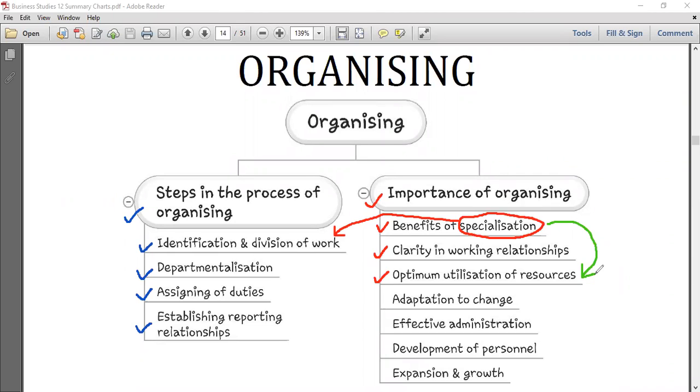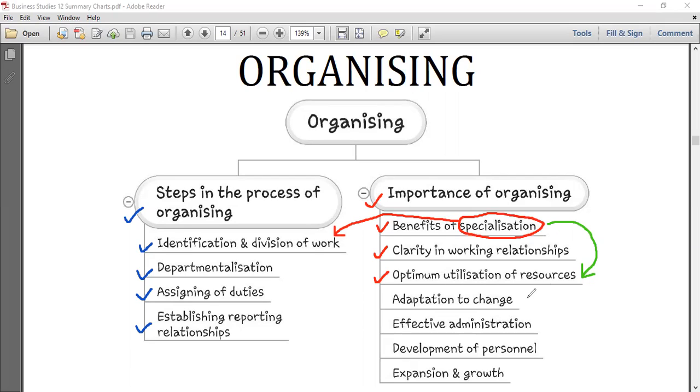ऑप्टिमम यूटिलाइजेशन ऑफ रिसोर्सेज मींस मैक्सिमम आउटपुट विद द मिनिमम इनपुट, और ऑप्टिमम यूटिलाइजेशन ऑफ रिसोर्सेज मींस नो वेस्टेज ऑफ रिसोर्सेज, और ऑप्टिमम यूटिलाइजेशन ऑफ रिसोर्सेज मींस एफिशिएंट यूज ऑफ रिसोर्सेज. आप कोई भी फ्रेज इसके लिए लिख सकते हैं. ठीक है, तो जहां पे डिवीजन ऑफ वर्क होगा वहां स्पेशलाइजेशन होगा, और जहां स्पेशलाइजेशन होगा वहां ऑप्टिमम यूटिलाइजेशन ऑफ रिसोर्सेज तो ऑटोमेटिक ही हो जाएगा.